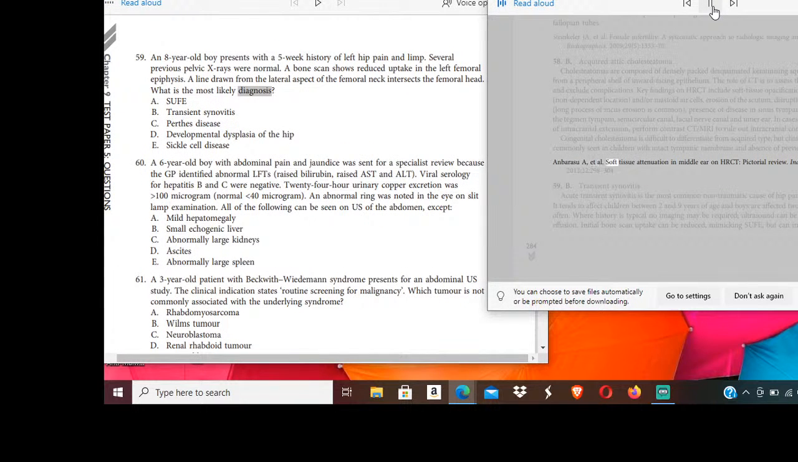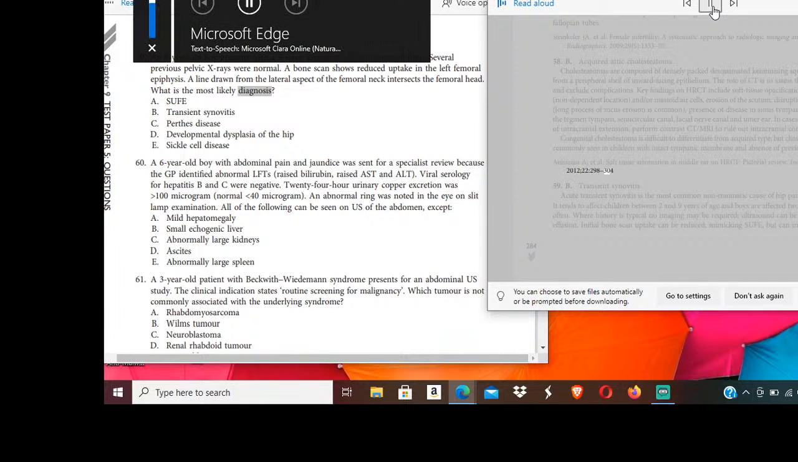Umbersu A. et al. Soft tissue attenuation in middle ear on HRCT, pictorial review. Indian J Radiol Imaging. 2012, 22:298-304.